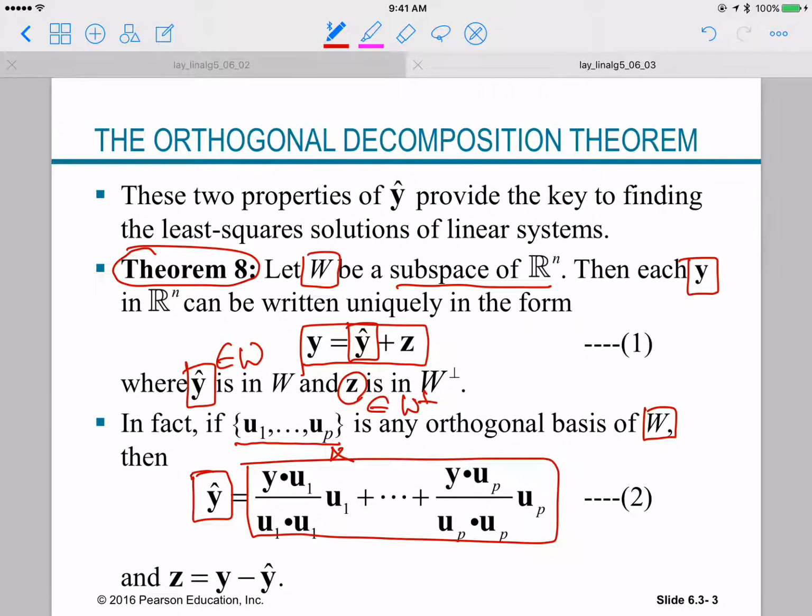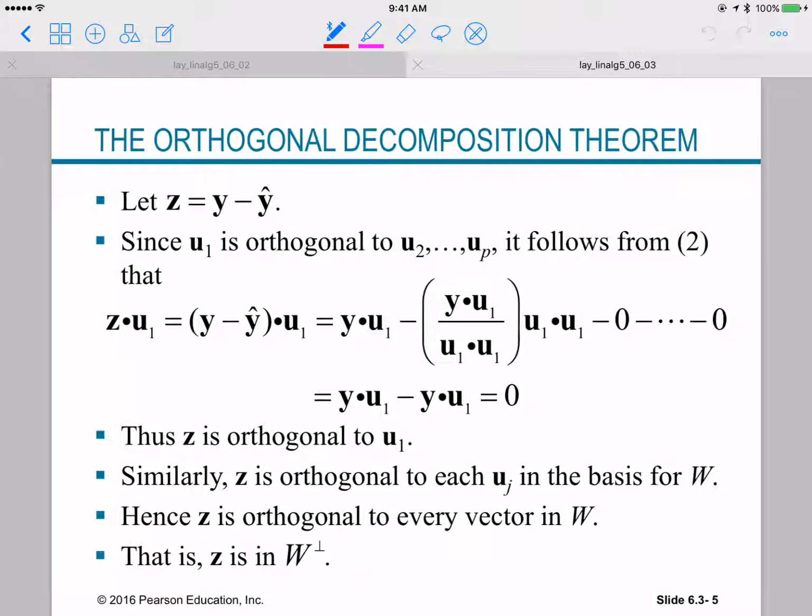Let's try to prove this theorem. This theorem is mainly composed of two things. The first one is when decomposing y into y hat and z, where these two vectors satisfy this, then y hat will have this representation. And then also, this representation will be unique, so there will be no other y hat or z. So these are the two parts of Theorem 8, and let's try to prove that.